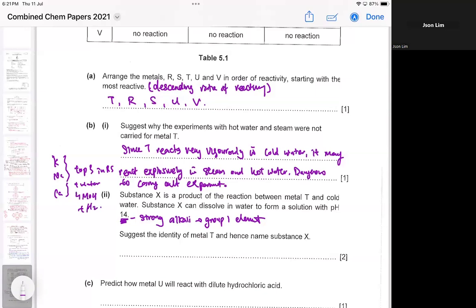So we can go for, let's say, potassium, and the substance formed will be potassium hydroxide. Of course, you can switch this out for sodium. You can switch this out for lithium, also can. Group 1 metals. Okay, so this one will change according to what you have.